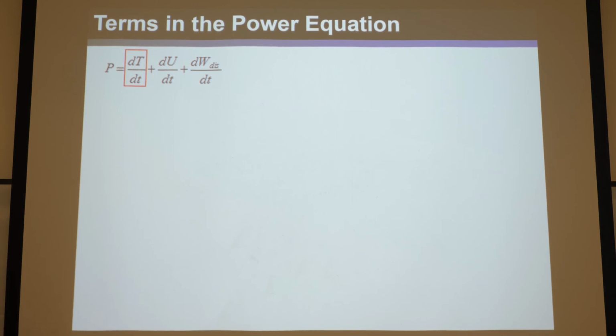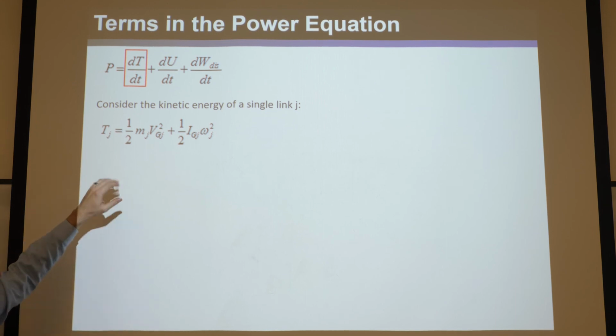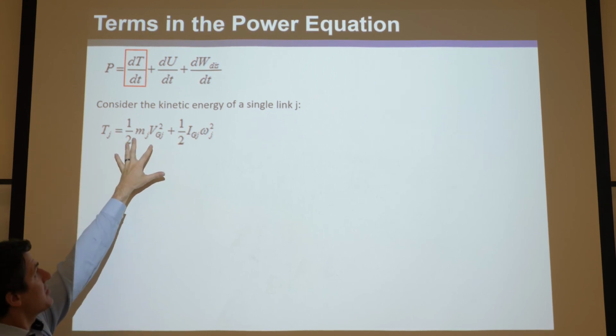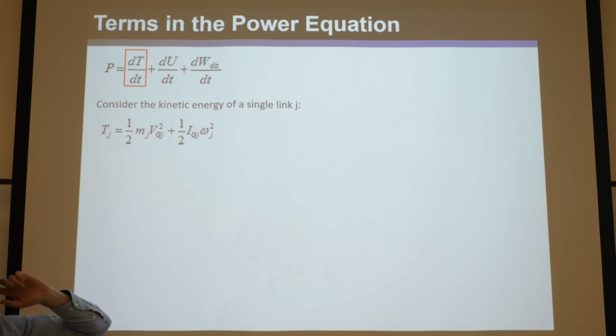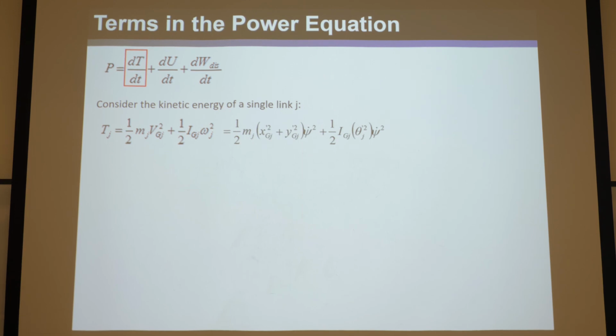This first one, remember that T is kinetic energy, so the change in kinetic energy. Okay, so consider the kinetic energy of a single link J. All right, so you've got a link J, and remember that's the kinetic energy equation, the linear and angular component. Okay, so let's write it in kinematic coefficient land.